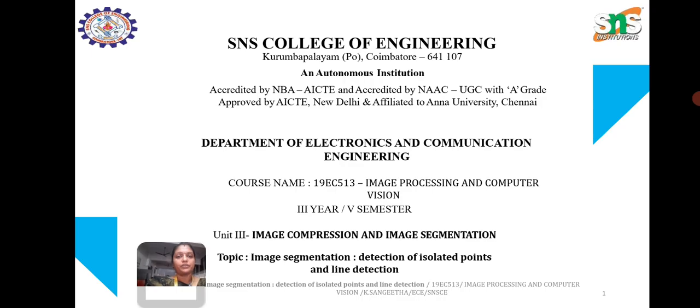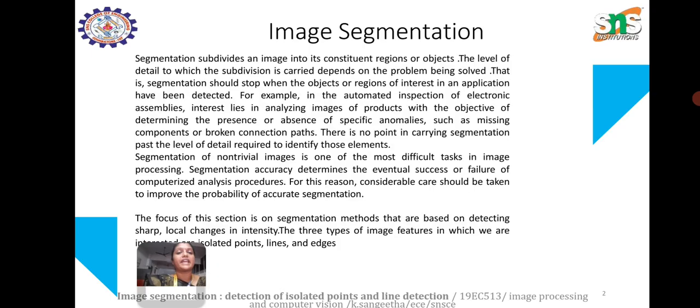So in the last video, we discussed the basics of image compression and the types of image compression, that is lossless or lossy compression, and the coding techniques used for image compression, that is wavelet coding, transform coding and run length coding. So in this video, we are going to see about image segmentation, detection of isolated points and line detection. So let us start our discussion with the basics of image segmentation.